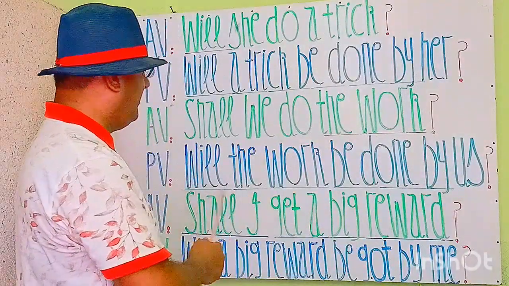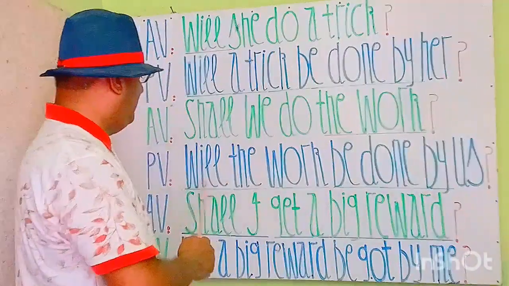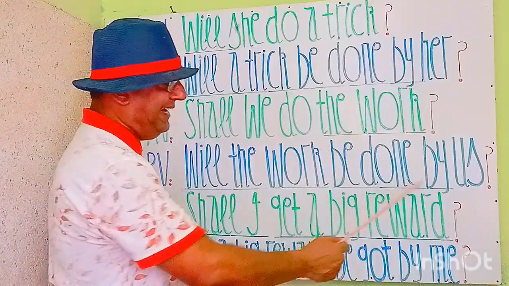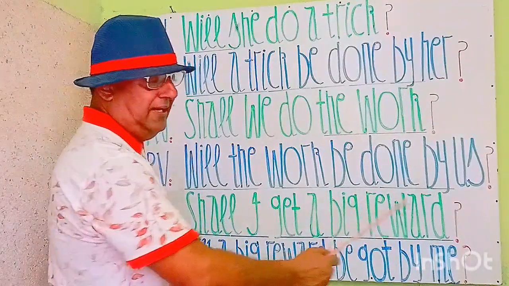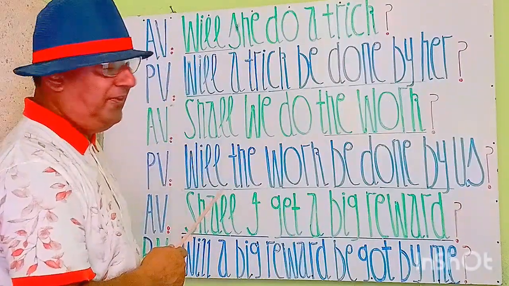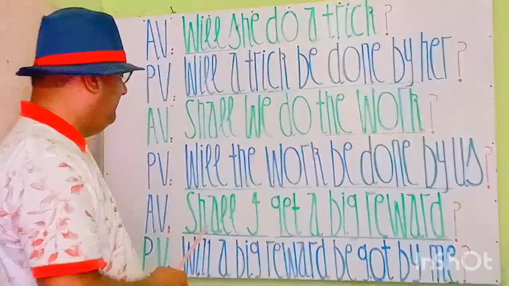So let's read it out again. आइए जुमले को फिर से पढ़ते हैं. Will the work be done by us? क्या काम हमसे किया जाएगा? ठीक है my students, let's see the next statement. आइए अगले जुमले की तरफ बढ़ते हैं.